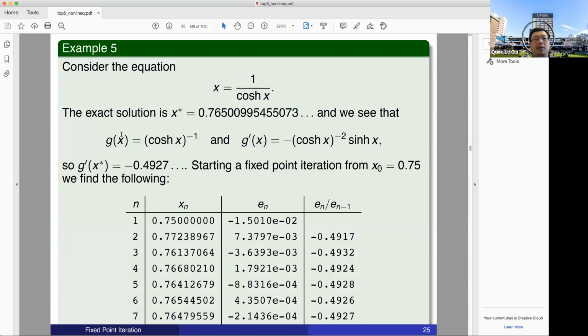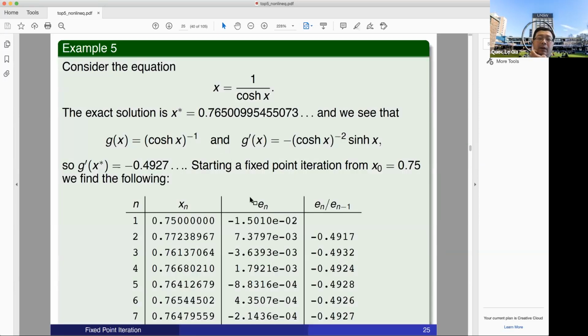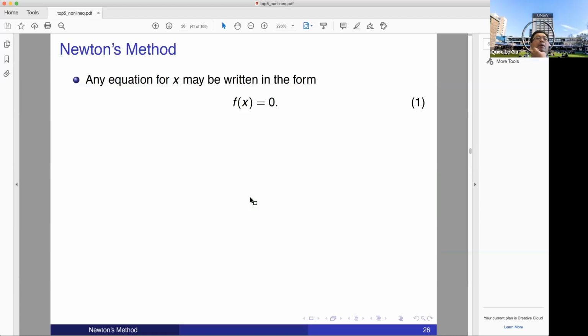So suppose you have g(x) is 1 over hyperbolic cosine x, then you can start from 0.75, apply the method, and you get this table. Now we will study a faster method, proposed by Newton.